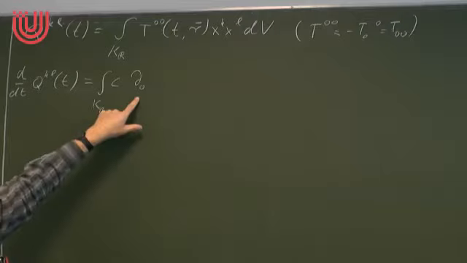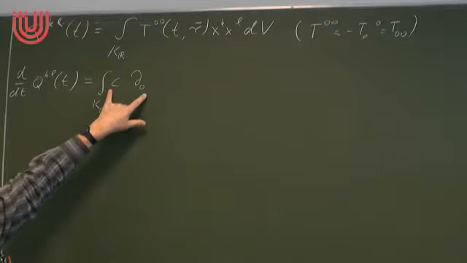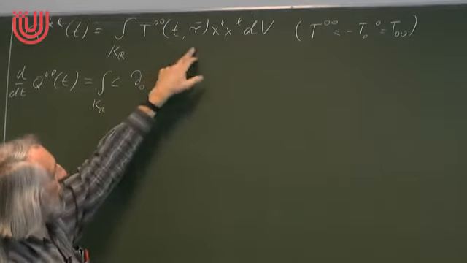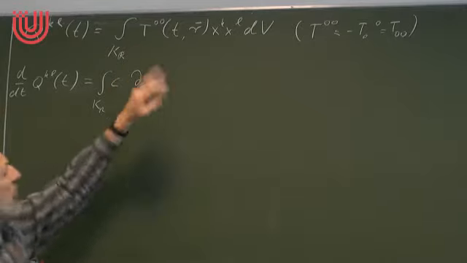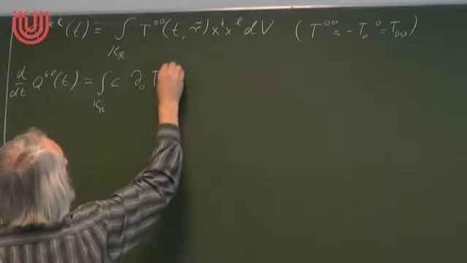I have to write a partial differential under the integral because the function depends on several variables. Outside of the integral, it is a total derivative, right? Because the whole integral depends only on t. The r is integrated away. So I get this expression here.